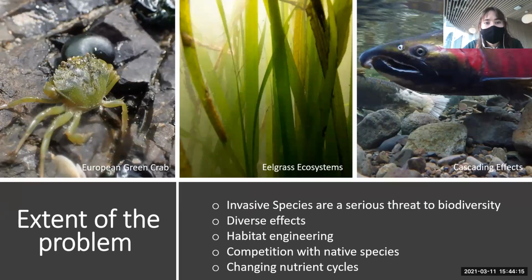I'll now be talking about the extent of the problem surrounding marine invasive species. So as mentioned earlier, according to the International Union for Conservation of Nature, invasive species are regarded as the second largest threat to biodiversity worldwide. They can be harmful for many reasons. The image I have here is of a European green crab, which has a particular effect on the coastal ecosystems of British Columbia. European green crabs are considered habitat engineers of eelgrass ecosystems because they disrupt the eelgrass, changing the habitat for other species.